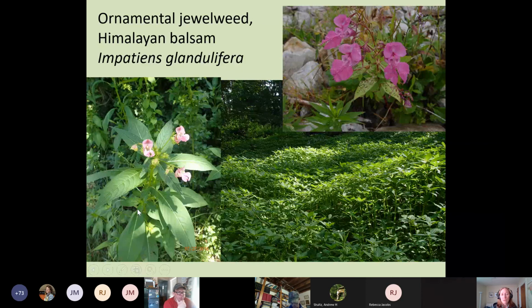So you'll see how these leaves are really lance-shaped. They're very long, tapering, and they have distinct teeth on the leaf edges. And our native jewelweed does too, but the teeth are less sharp. They're a little bit more scalloped.